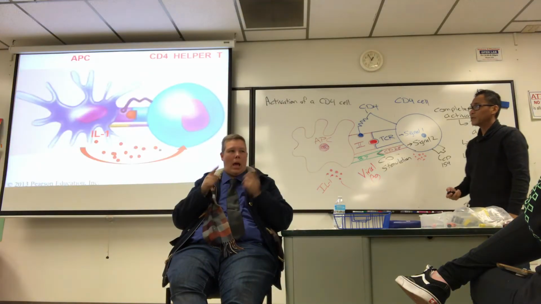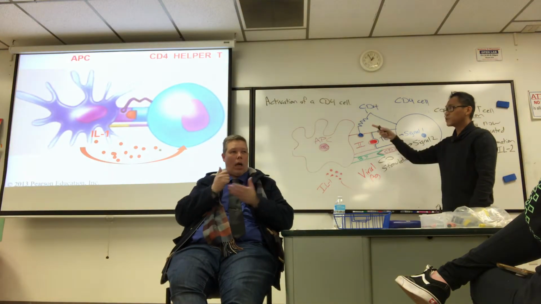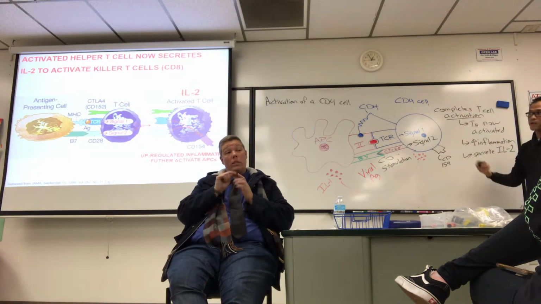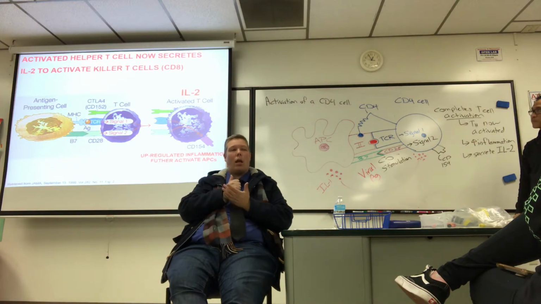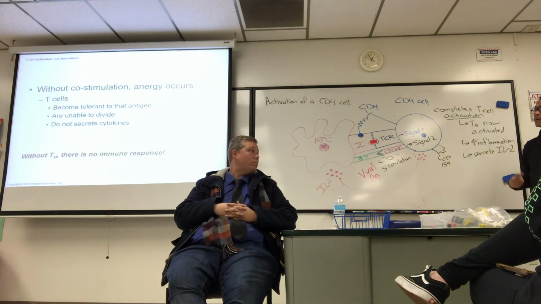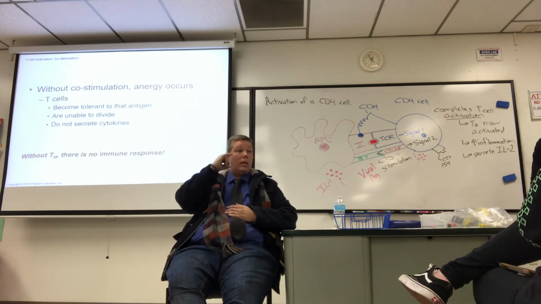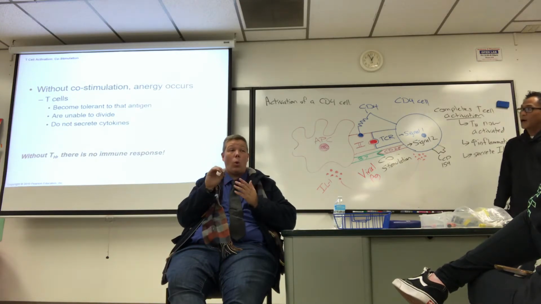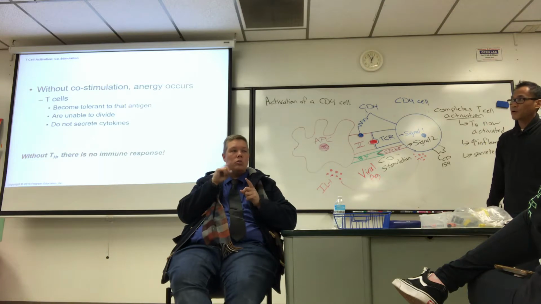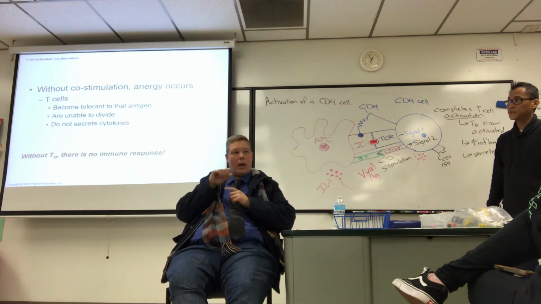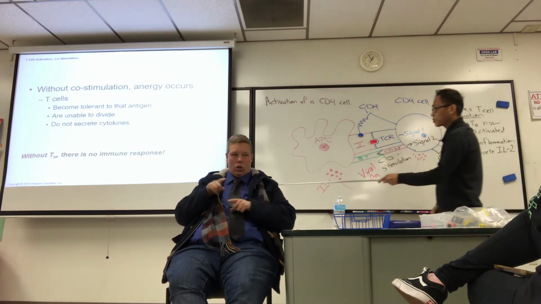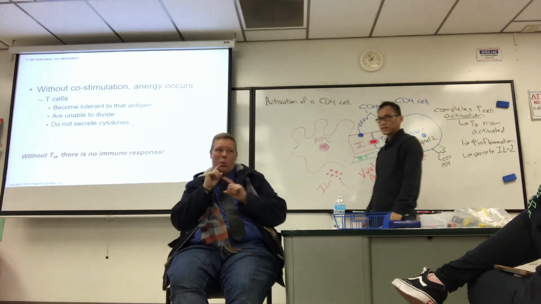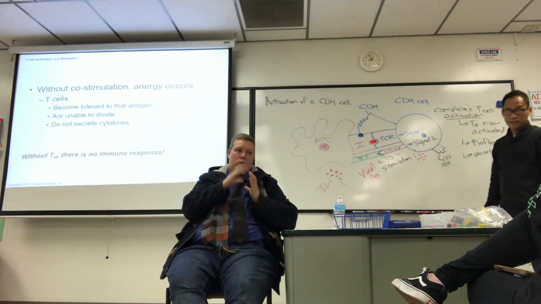So now we have an activated helper T. Any questions on this picture? We're going to see what the helper T does in turn. We're going to see how it helps. Well, if the CD4s don't work, it may be because the co-stimulation failed. So if you read what I defined for anergy, without co-stimulation, anergy occurs, which pretty much means you don't get a response. And without a response to the T helper cells, there is no response overall. So that's why this whole process is very important to understand.